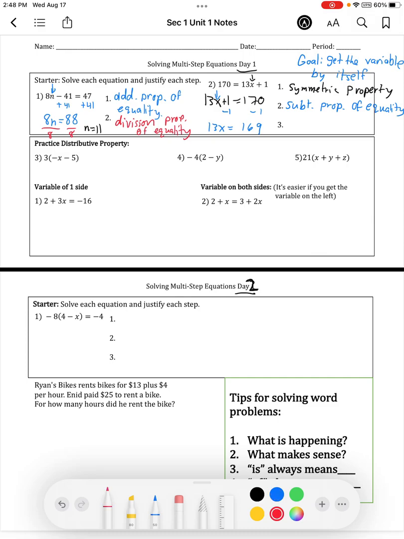Now we're left with 13x is equal to 169. Once again, our goal is to get that x all by itself. So what's keeping it from being by itself? That 13. So let's go ahead and divide by 13. And that will give us x is equal to 13 because 13 times 13 is equal to 169. Why can we divide by 13? Well, that's the division property of equality.